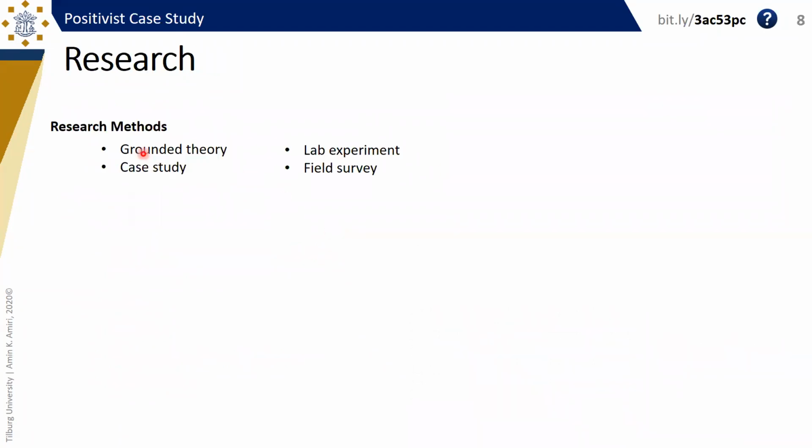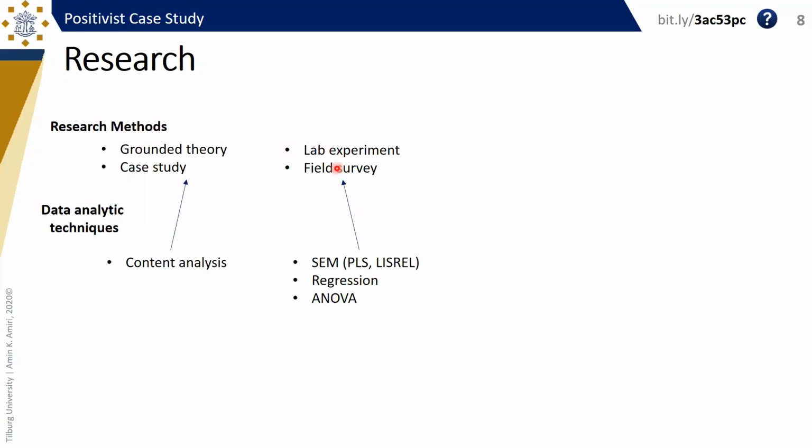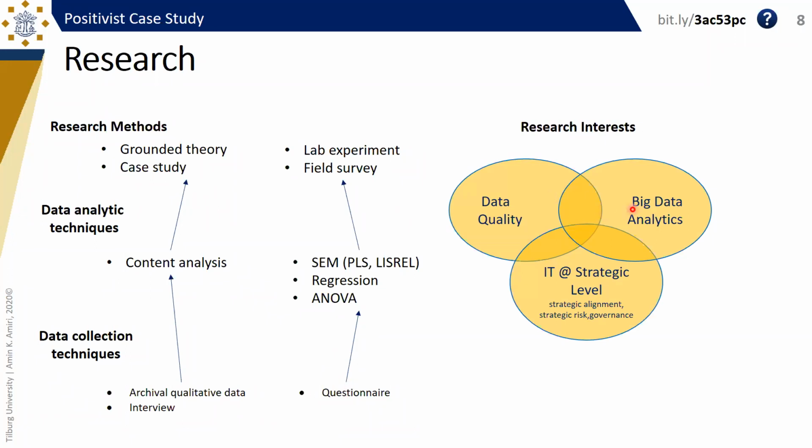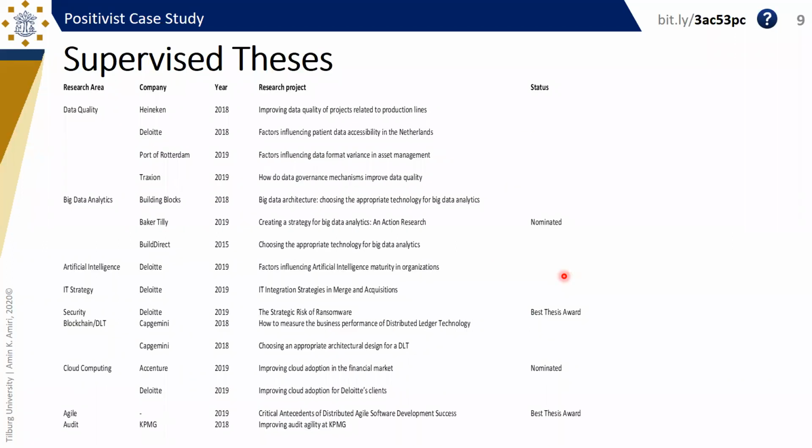Okay. The research methods that I usually use are grounded theory, case study, lab experiment, and field survey. For this, you need to do content analysis. For this, you can use regression, ANOVA, or SEM. The data collection technique for this is interview or archival qualitative data. And for this is a questionnaire. These are the research areas of my interest: data quality, big data analytics, and IT strategy. And these are the students that I have supervised. As you can see, some of them won the best thesis award.